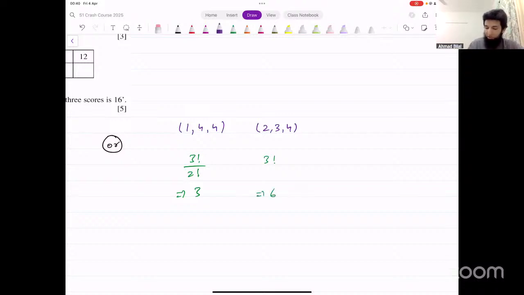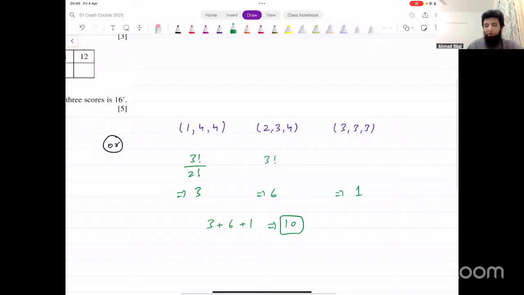What other possibility is there? With 3, you could have 3 3 and 3. And how many orders can this come? That's just 1. So this gives you 1. So that's 10 in total. And so there are 10 cases that satisfy the condition. And then in the denominator, you would have 64 like before. So that could be another way of listing down the cases, but you still have to list down the cases, but you could do that listing a bit more efficiently if you do it like this.